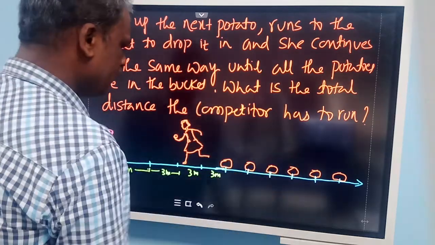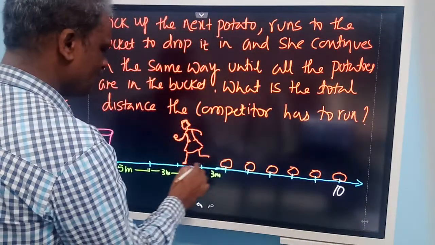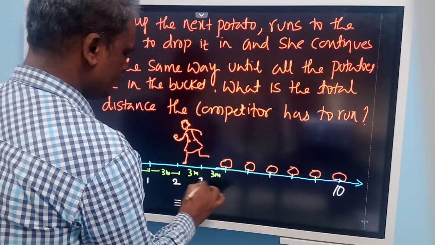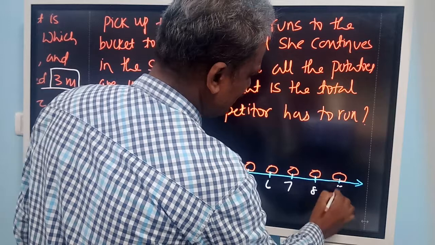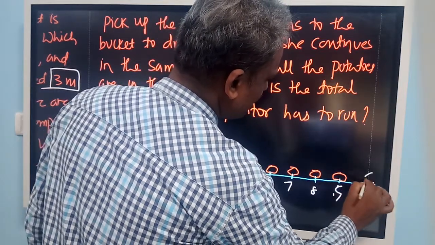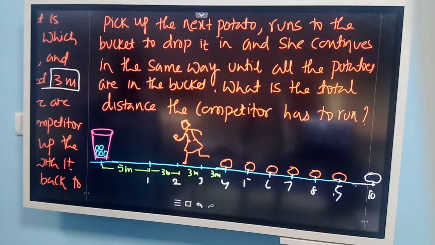So how many potatoes are there? There are 10 potatoes. The first one, second one, third one, like that, 10 potatoes. 1, 2, 3, 4, 5, 6, 7, 8, this is 9, then one more, this is the 10th potato. There are totally 10 potatoes placed on this line. Now, what is the question?